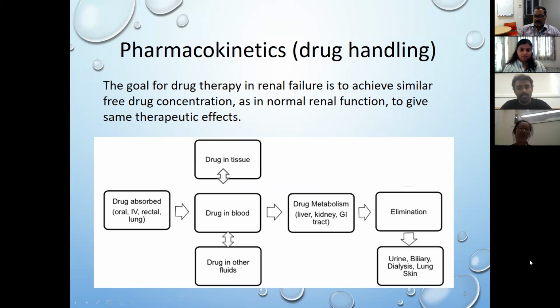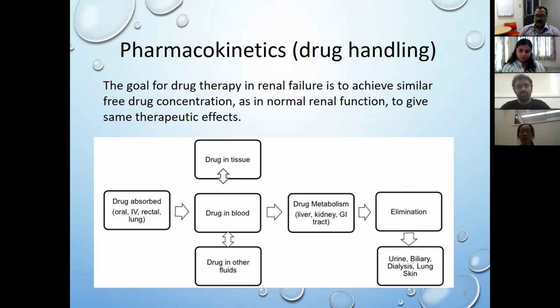So, I mean, pharmacokinetics is essentially your drug handling. It's the way that the body handles a drug. So it's mapping out what's the absorption, metabolic, and excretion pathways for a given medicine.